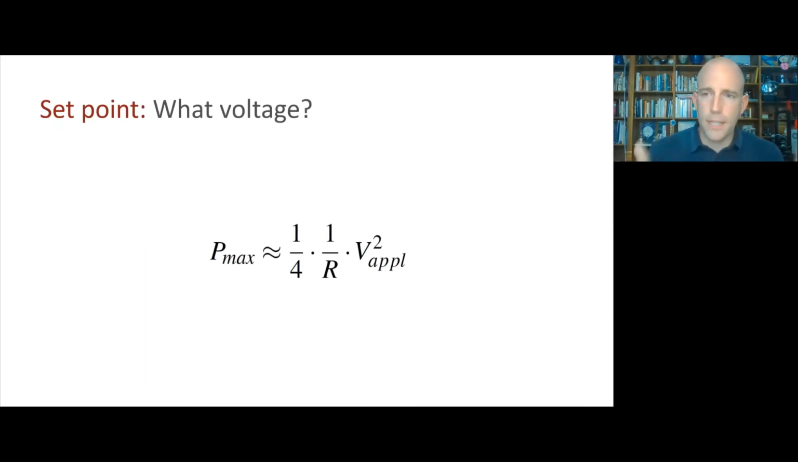Okay, so now we've characterized everything. How do we pick our set point? Well, one choice we have to make is the voltage. Now, if we step back and think about what the task is mechanically, we'll see we have to do a certain amount of work. We're trying to minimize the amount of time over which we do it.